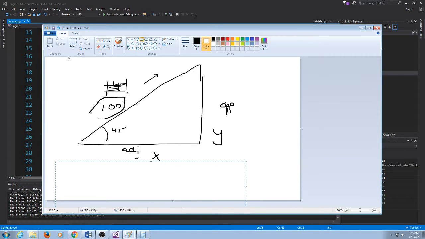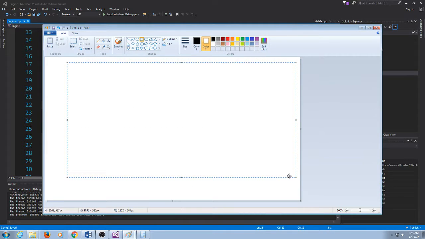So if I were to draw this triangle, and instead of 45, I want this thing, let's just say, I have a really tiny triangle here.